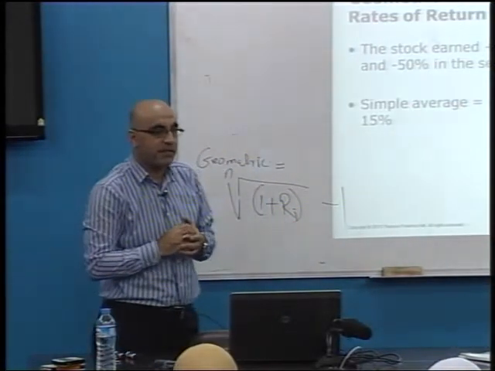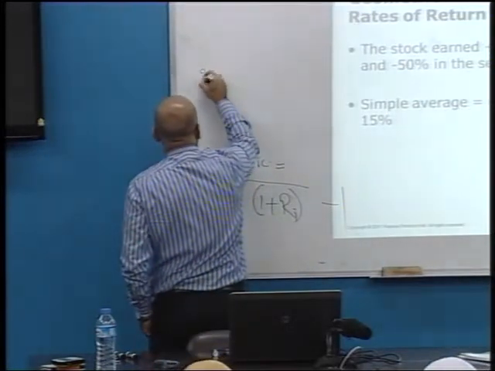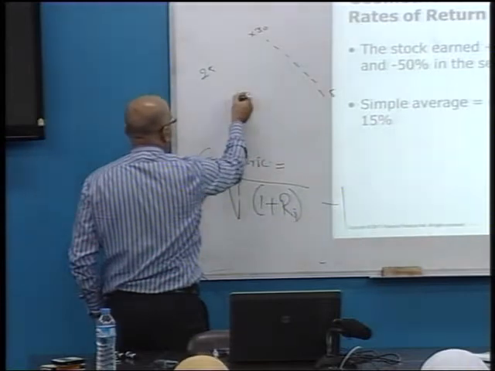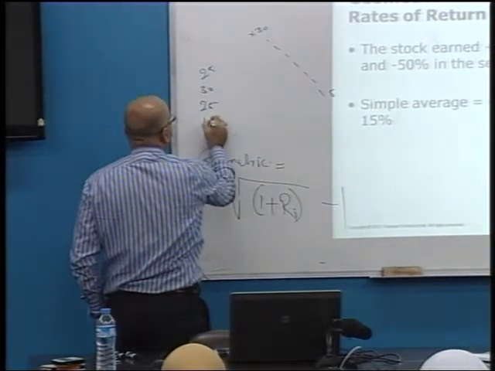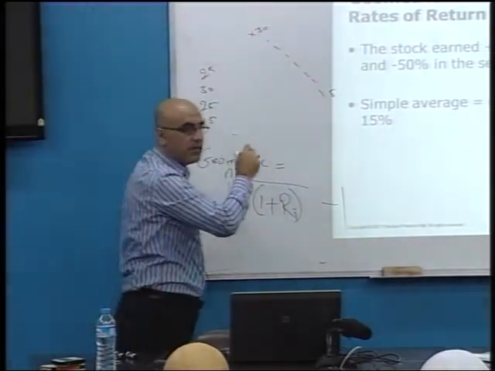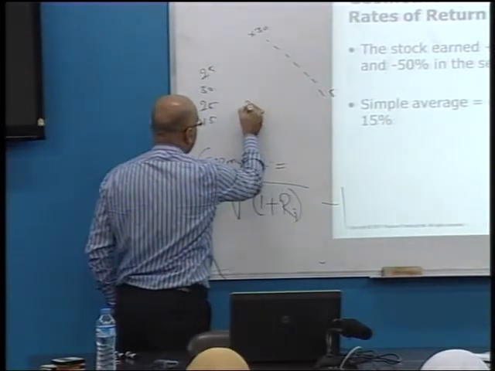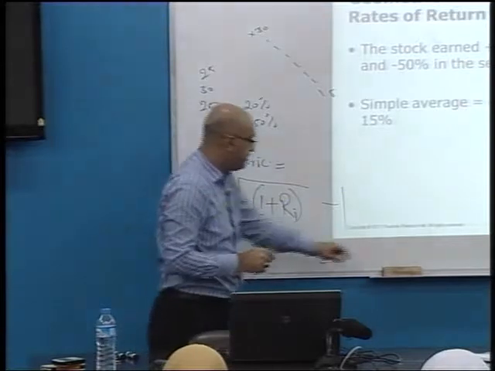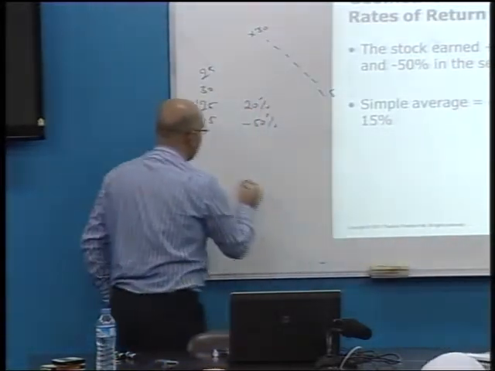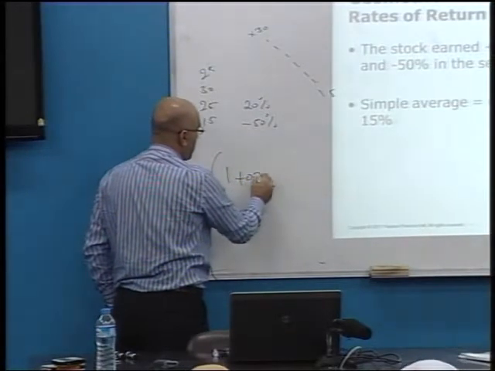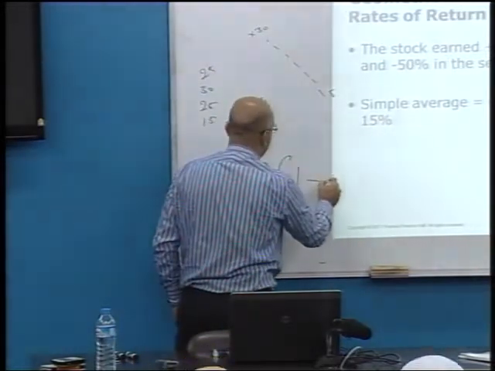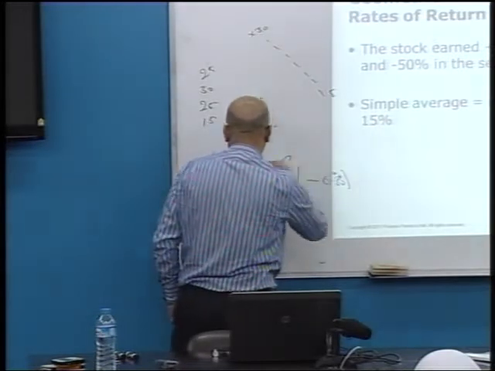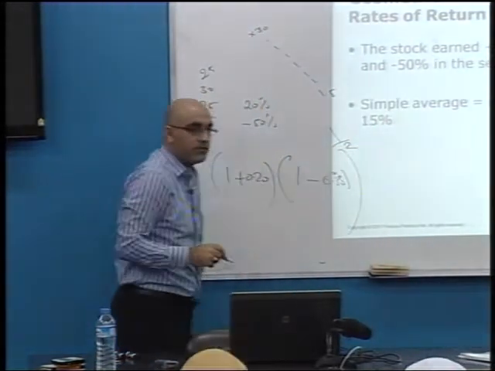Let's go back to the previous example. We started at 25, then 30, then went down to $15. As we calculated the average, here it is 20%, and here it is minus 50%. So how we calculate this with this equation is like this: 1 plus 0.20 times 1 minus 0.50, raised to the power 1 divided by 2, minus 1.